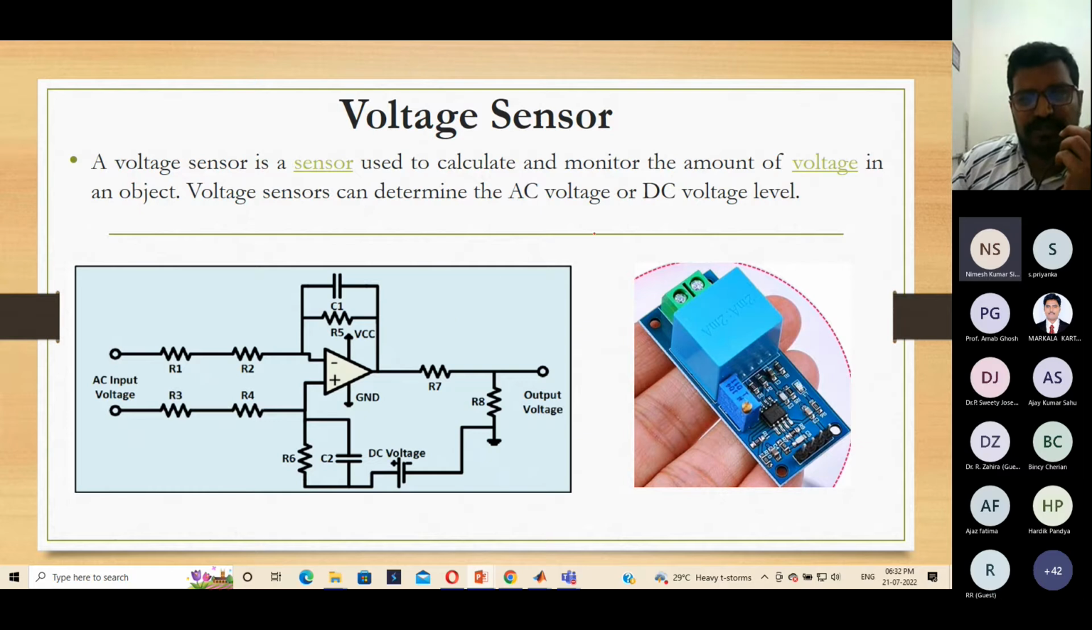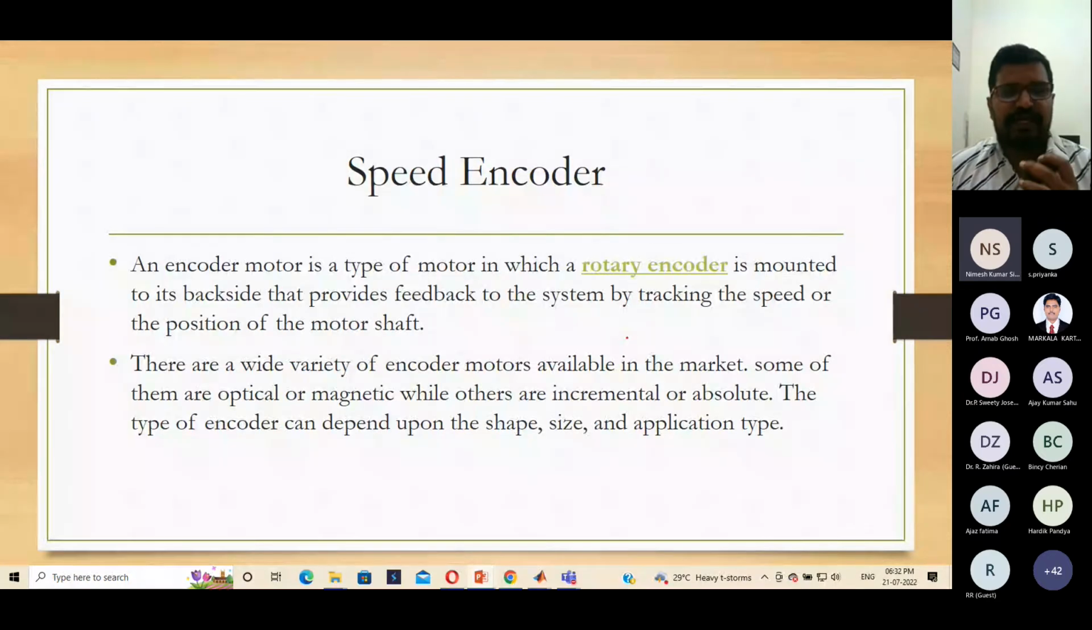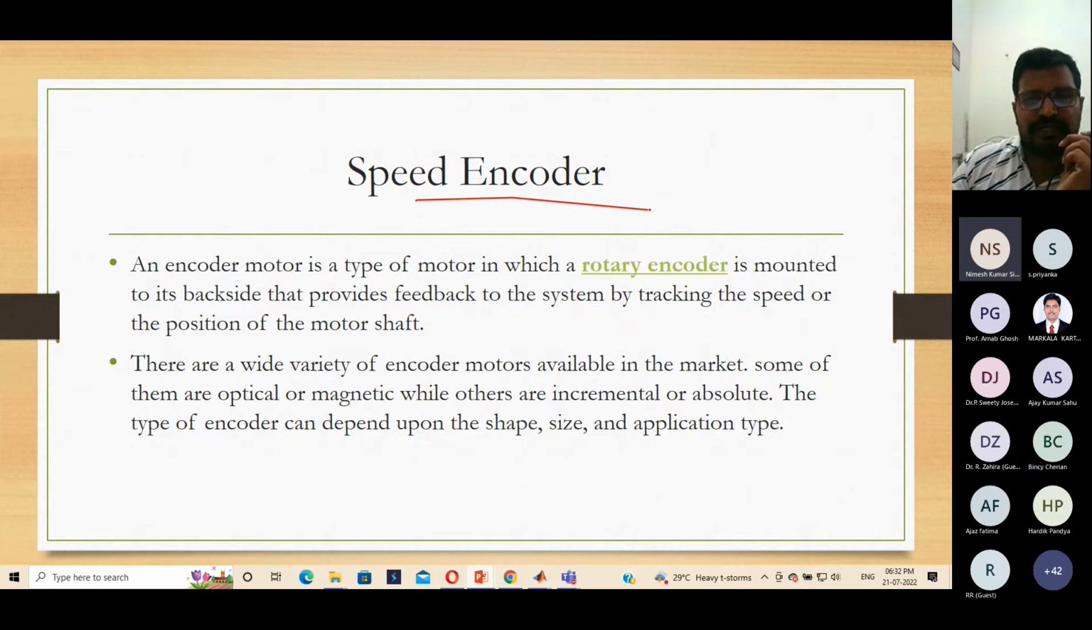Similarly, the voltage sensor measures the voltage with the help of this kind of sensor. This is nothing but a potentiometer. If you give the auxiliary supply to this sensor, it will sense the voltage. Again, we have the reference speed estimation. The speed estimation can be done using a speed encoder. Various types of encoders are available.